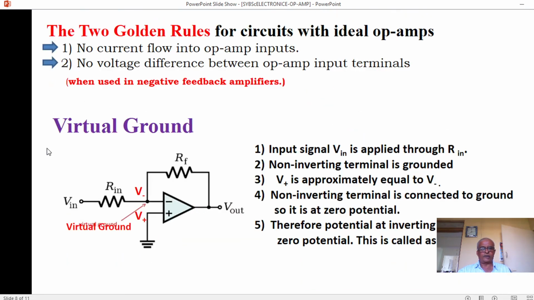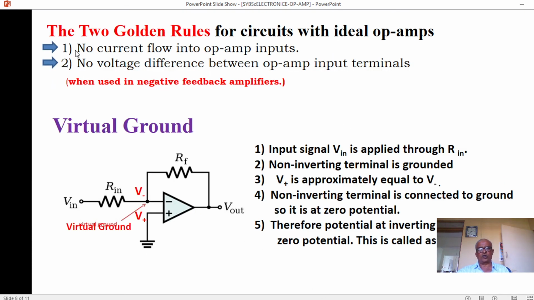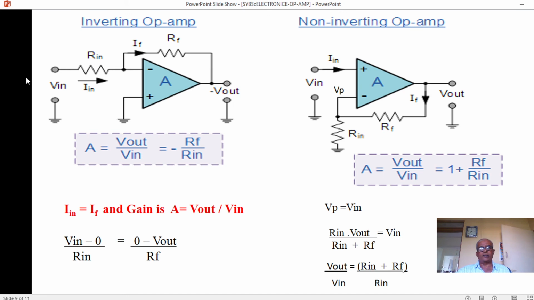Now in general, the input current is equal to the feedback current. Why? Because whatever current flows through the resistance will not flow inside the op-amp, as required by the first golden rule, which indicates that no current flows into the input terminal of the op-amp. So whatever current flows will not go into the op-amp because it is not allowed to pass through it. It will flow through the feedback resistance. In other words, the input current I in is equal to IF, the feedback current.